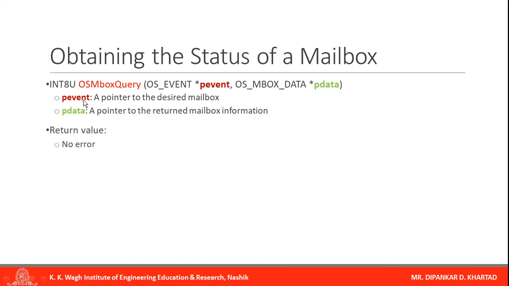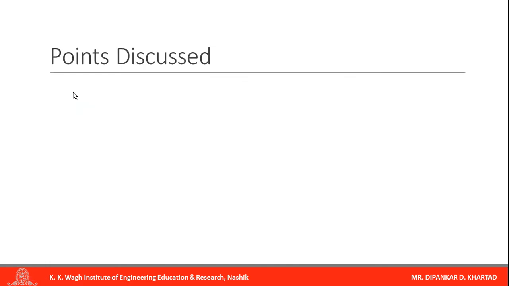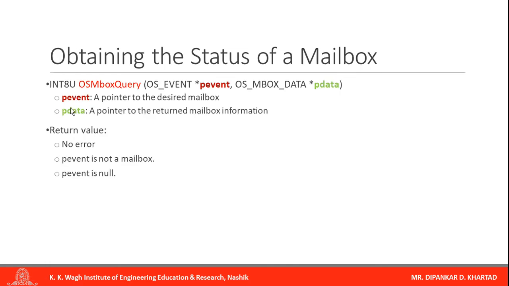Again this function will return error values. First one is no error, or pevent is not a mailbox, and again pevent is null. So in this way you can use all the mailbox functions.